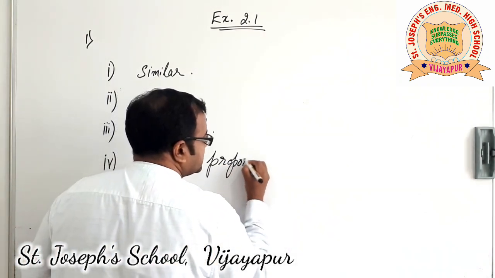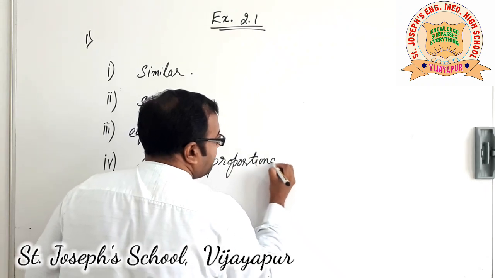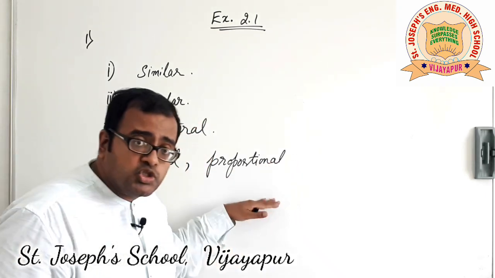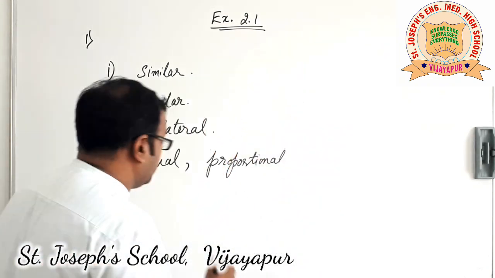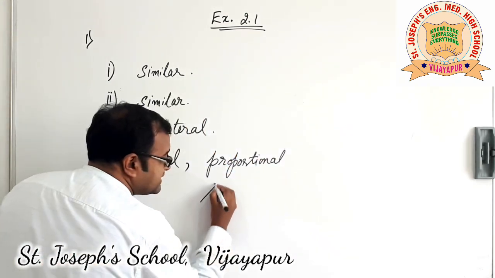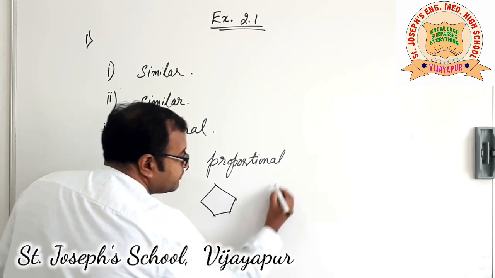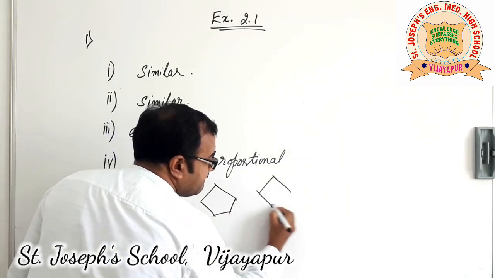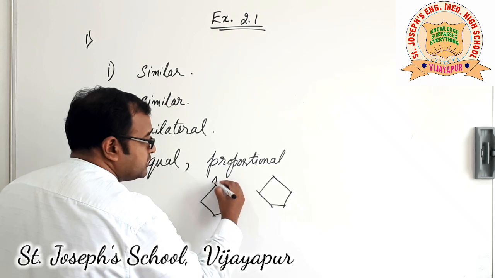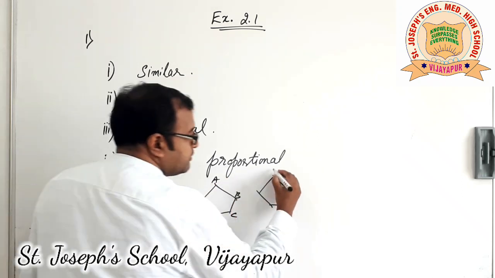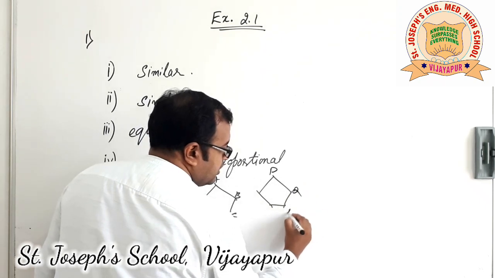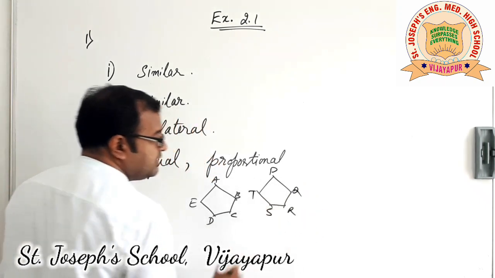Let me just discuss this once more. What do you mean by proportional? See, proportional means the ratio of the corresponding sides. Let me again take one example of a pentagon here. Two pentagons I am taking. Okay, I'll call this A, B, C, D, E. I'm calling this P, Q, R, S, T.